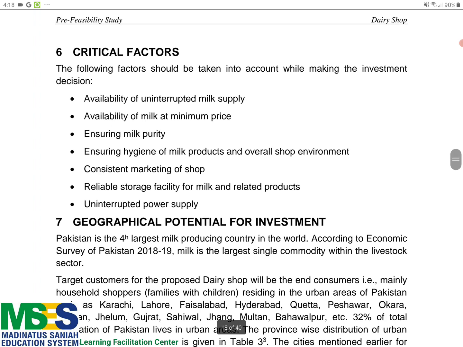Things that are very important for your business. If they are not present, your business might fail. These are critical factors. So, what are the critical factors for your business?